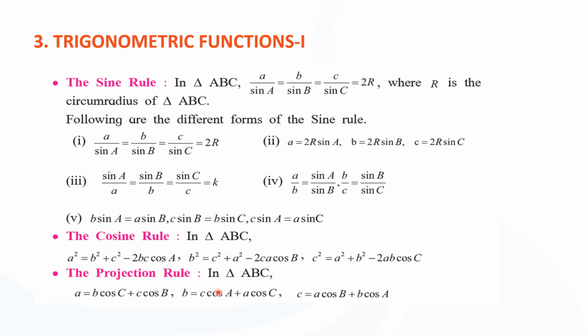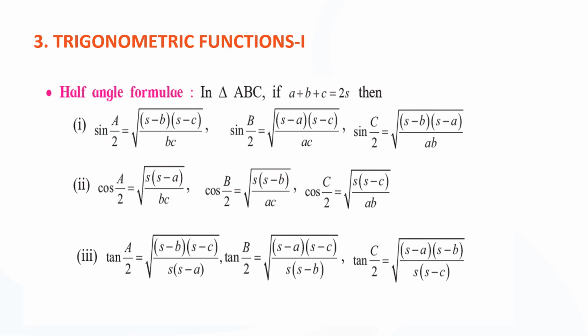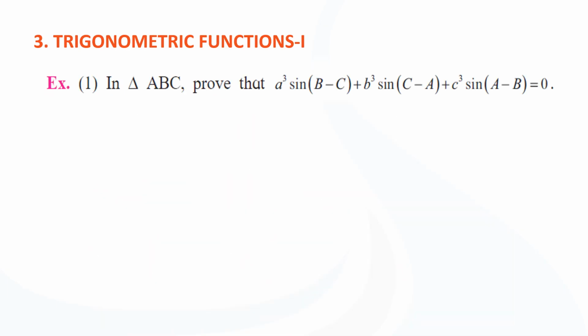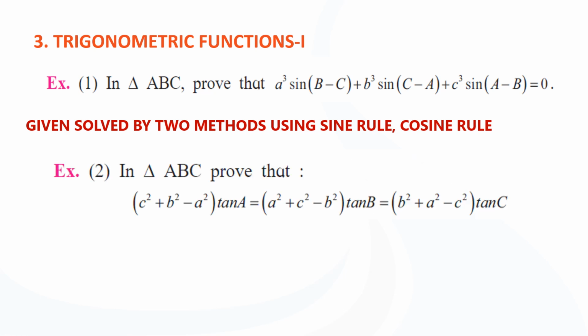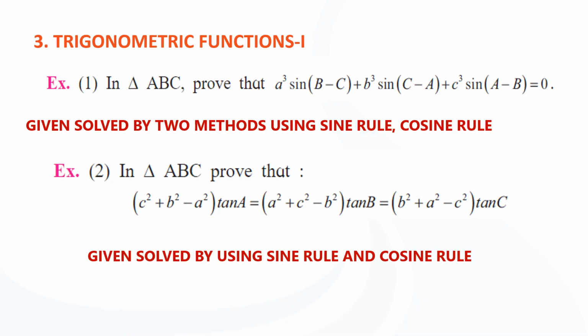Correct? Then we have sine rule, cosine rule, projection rule. All these we are going to use, and the half angle formula. So let's start with the practical now. The first sum is a prove-that sum, which can be done by using sine rule and cosine rule. This is given, solve by using both the rules. Second sum, again prove that, and this is also given, solve by using sine rule as well as cosine rule. You are using both the rules over here.